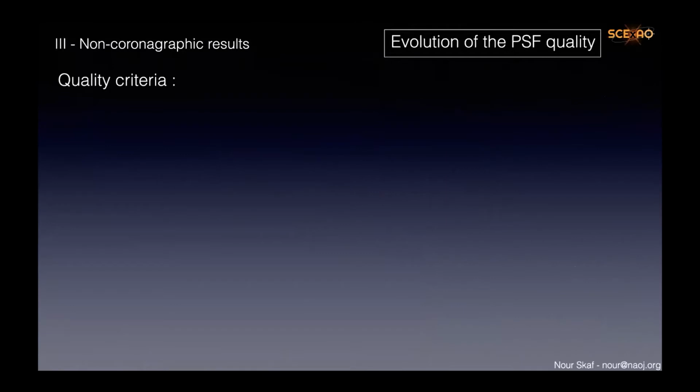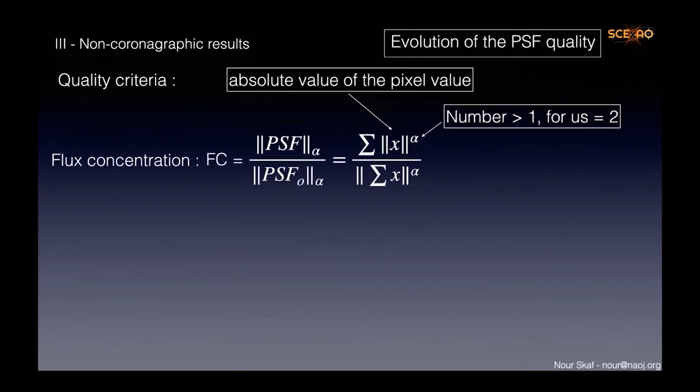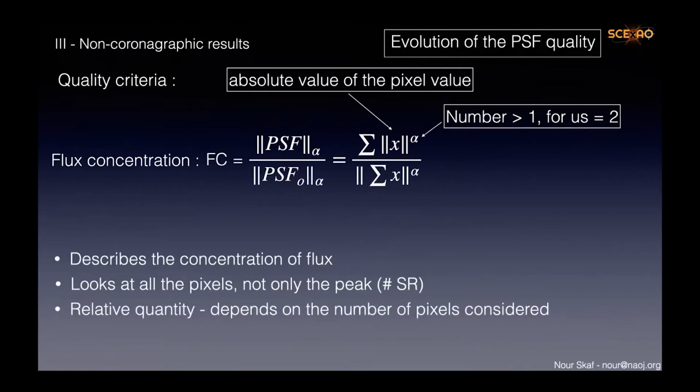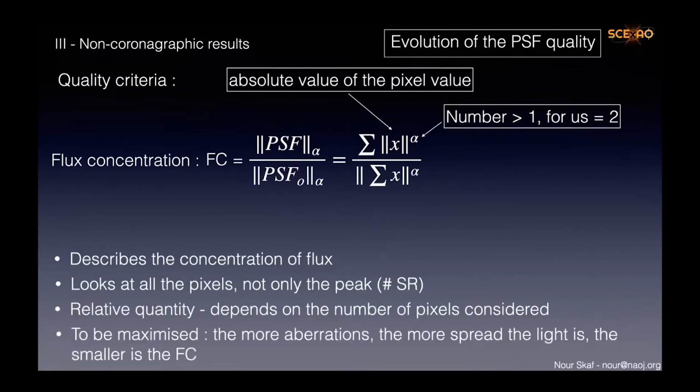But before talking about that, I will introduce a new quality criterion, which is the flux concentration, which is defined as follows: the absolute value of the pixel value over the norm of it. In a nutshell, it describes the concentration of flux, and it looks at all the pixels, not only the peak, which is the main difference from the Strehl ratio, and it's a relative quantity, so it depends on the number of pixels considered. And the whole point is to maximize it, because the more aberration, the more spread the light is, and therefore the smaller the flux concentration.